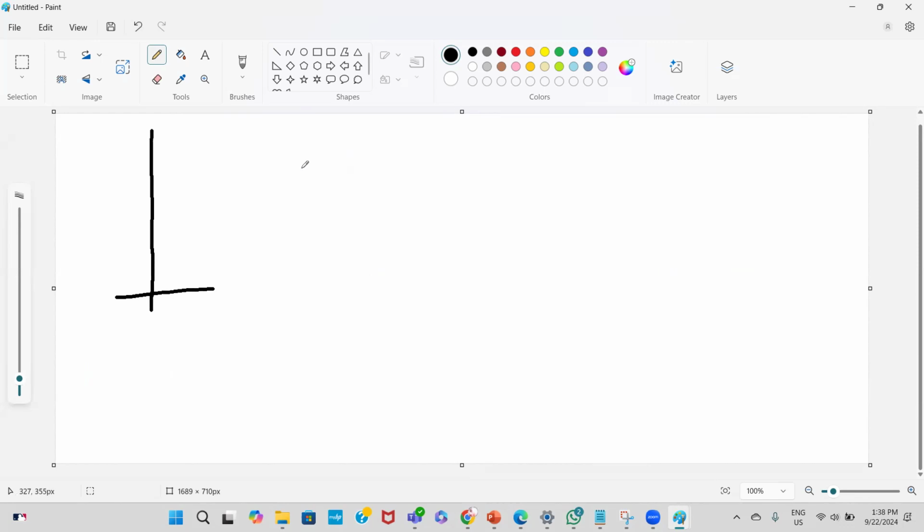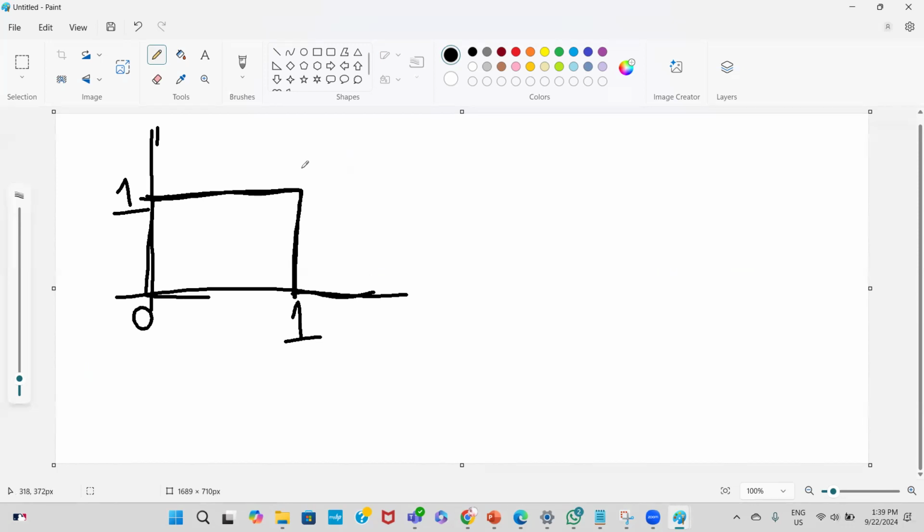But let's understand how to actually calculate the area under a curve. Let's suppose I have this square, and I'll say this is 0 to 1 and 0 to 1. What is the area under this curve? Is this looking like a square? Yes, the area is 1. The area is equal to 1.